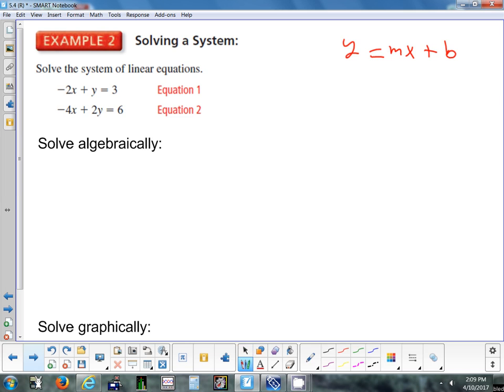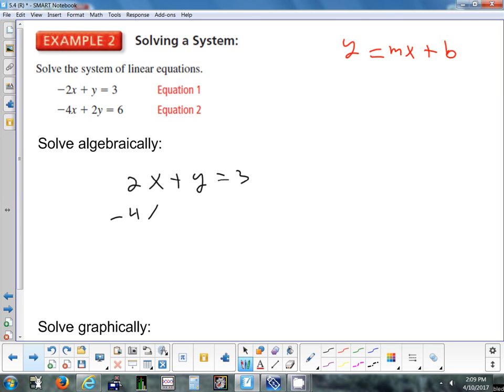You already set up x's in a column, y's in a column, numbers in a column. So your first choice is you can pick. Really, I think you could do this one either way. Do you want to get rid of your x's, or do you want to get rid of your y's? Let me just copy these down.